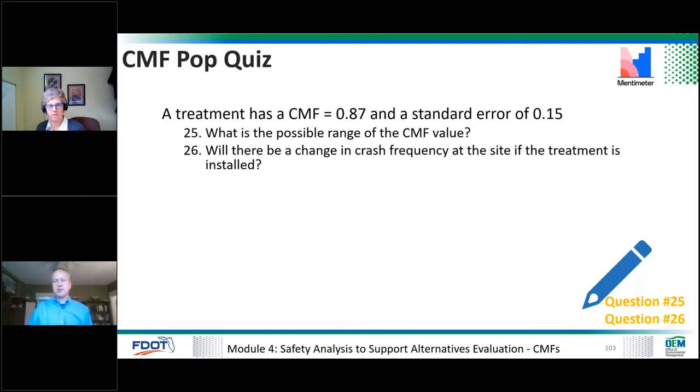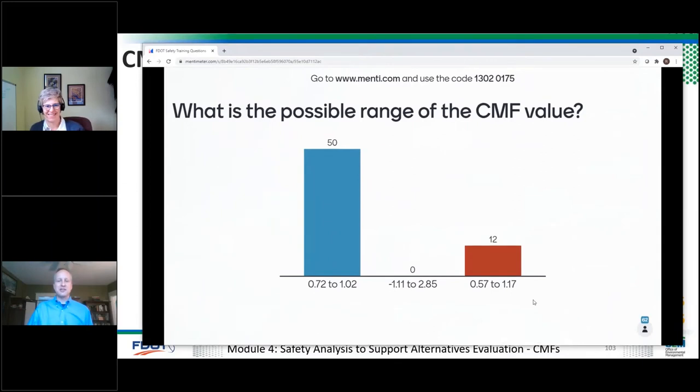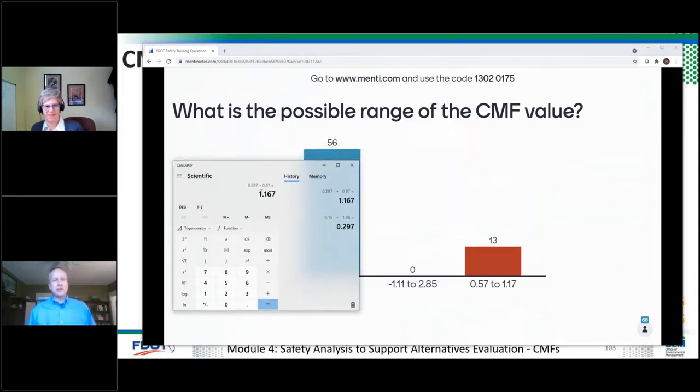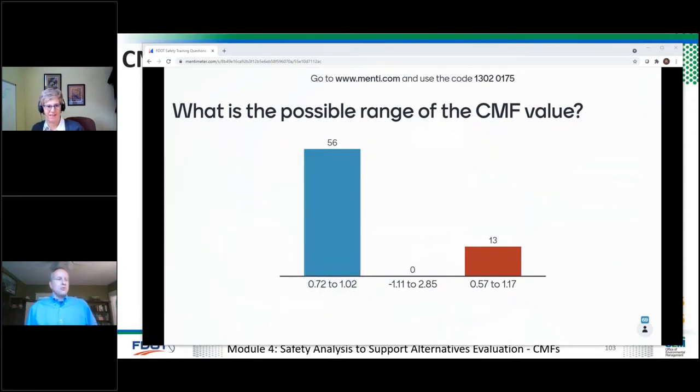All right, so Beth, unless I'm mistaken, this is what we've got for answers thus far. And unless I'm mistaken, I'm getting the wider range there. Yeah, C, 0.57 to 1.17. Right. So that's 1.167 if you use 1.98. So it ends up with a pretty big range. 0.15 is kind of a biggish standard error.